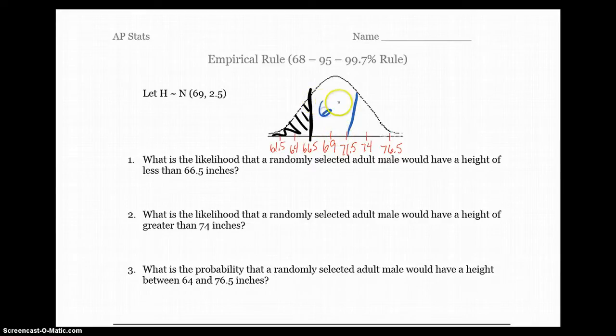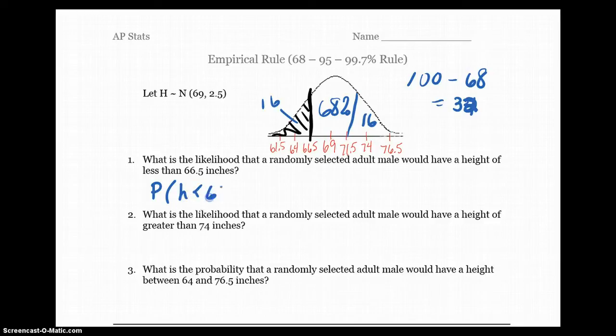So this area in the middle is 68%. So what is each tail? Okay, well, 100 minus 68 is 32. So these 2 tails together add up to be 32. So each tail is 16. So this is 16, this is 16, and the middle is 68. So the probability that H is less than 66.5 is equal to 0.16, or 16%.